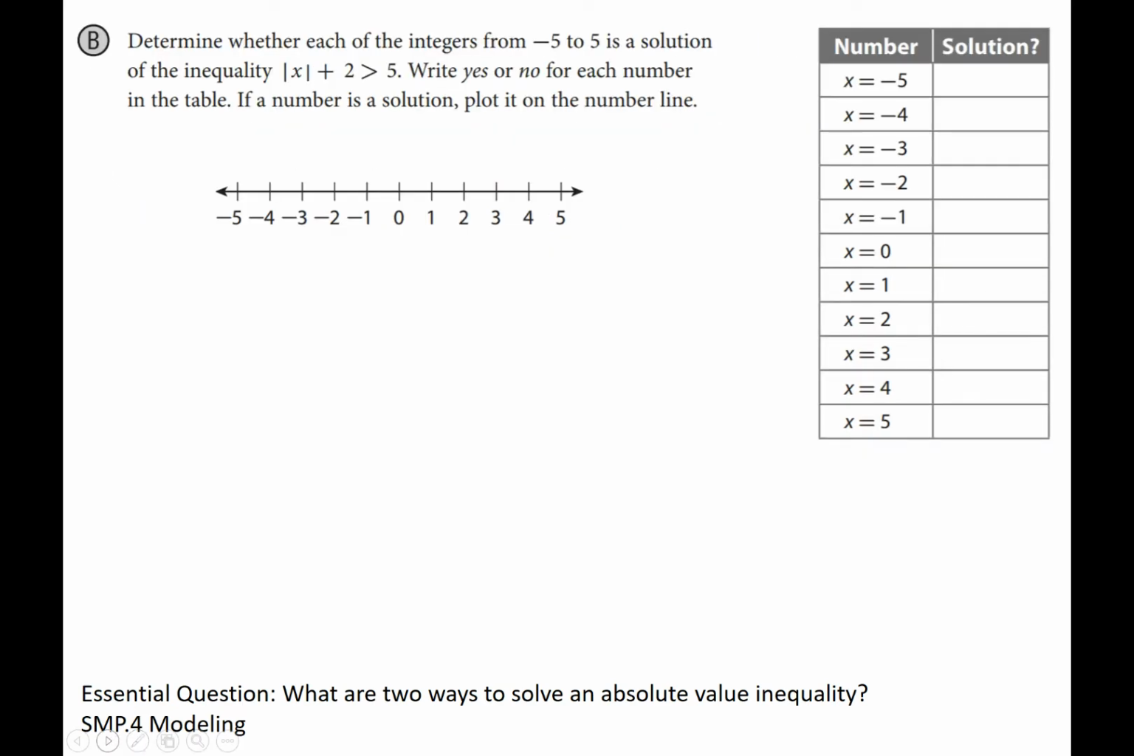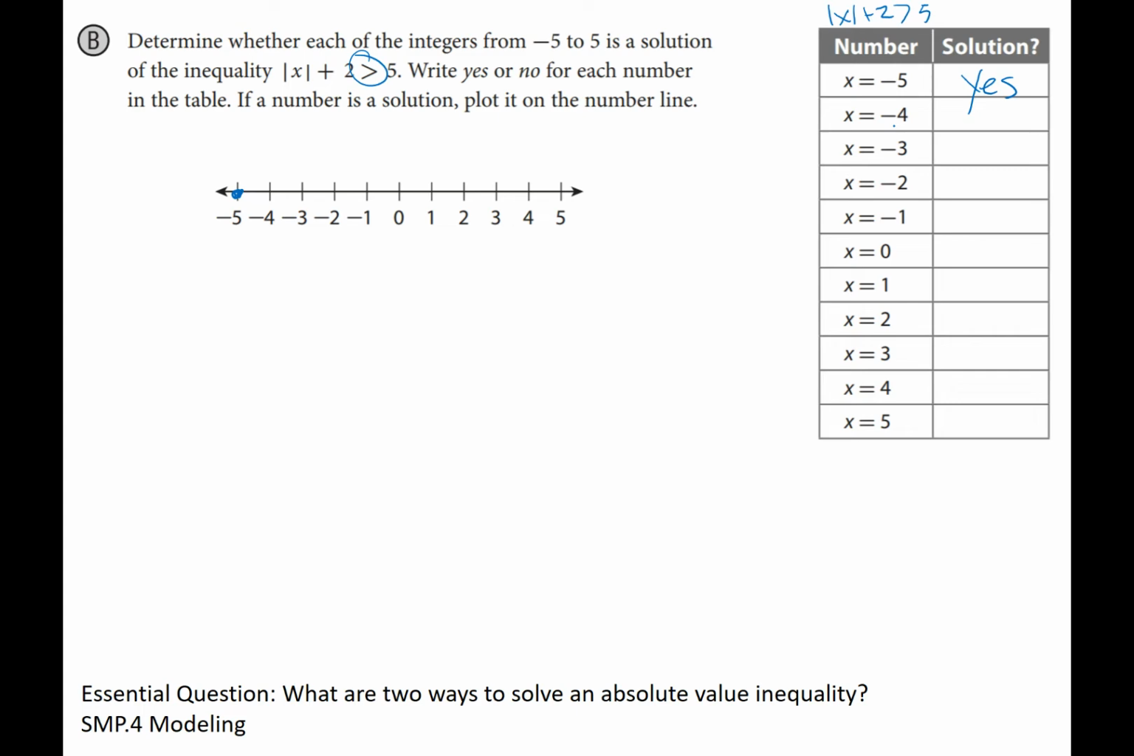Okay, then we're going to do this again. Slightly different inequality this time. So we've got the absolute value of x plus 2. We're checking to see if it's greater than 5 this time. So all they did was really switch this inequality here. So we put in the -5. So absolute value of -5 is 5. Plus 2 is 7, and that is greater than 5. So that's a yes.